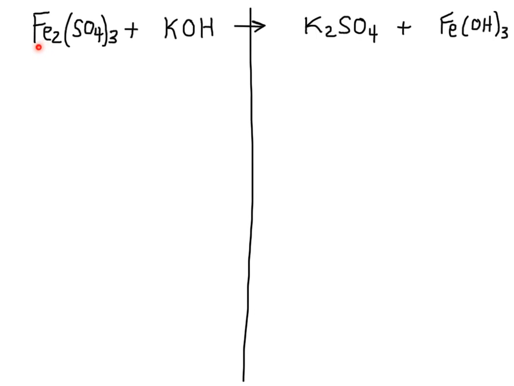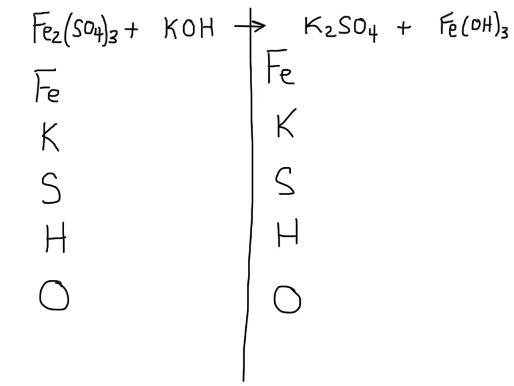We have iron, that's Fe, sulfur, oxygen, potassium, another oxygen, which we'll just group with this oxygen, and hydrogen. So I'm going to list those elements. And then over on the product side, we're going to list the same elements. And now we're going to count up the elements.